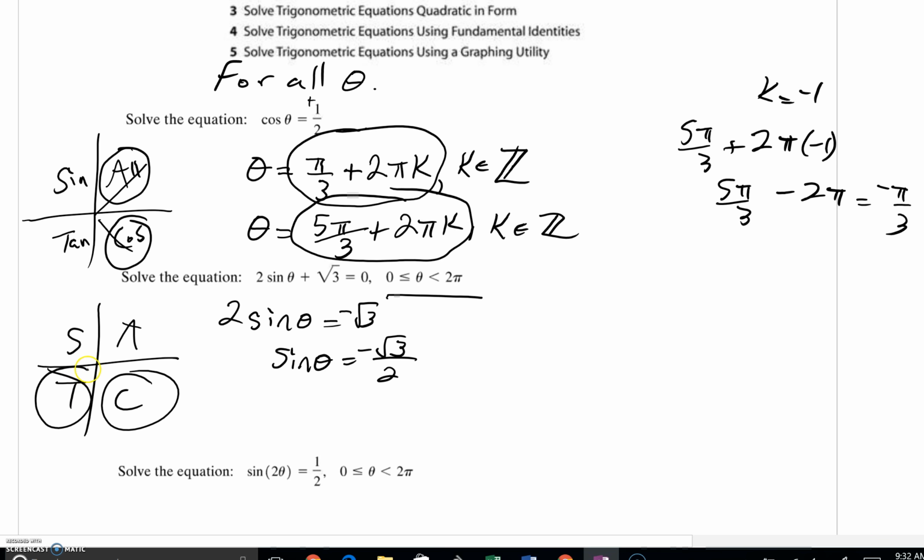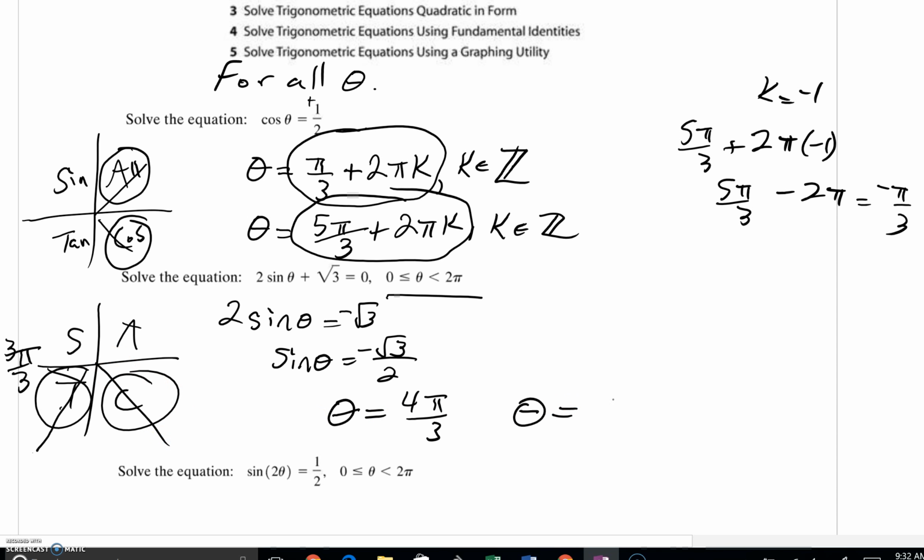So we could look over here and say, how do we have a reference angle with pi over 3 in the third quadrant? That would be an angle of, well, here's pi, which is 3 pi over 3. If you go pi over 3 past, you'd be at 4 pi over 3, right? And then what else?